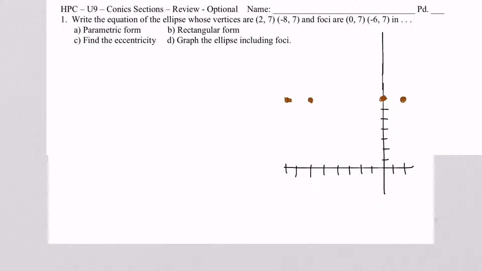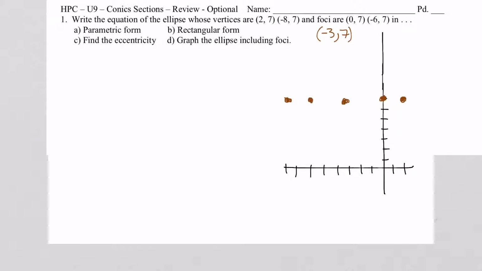So if you look at the distance between these points right here, go over 1, 2, 3, 4, 5, 6, which means the center is going to be 3 away. So the center has to be at the x value of -3 right there. So I know that my center is at (-3, 7). Everything is in line with the same y value, which tells me that this ellipse is horizontally oriented.